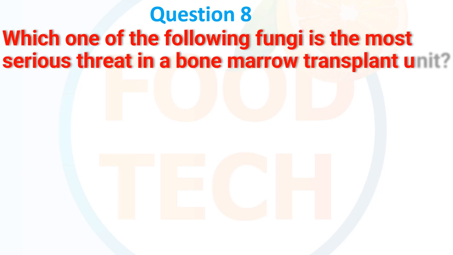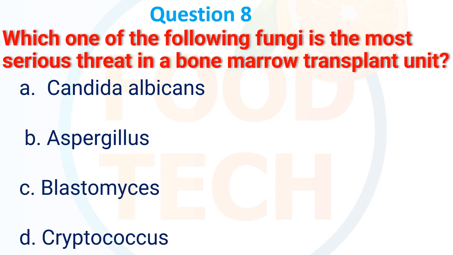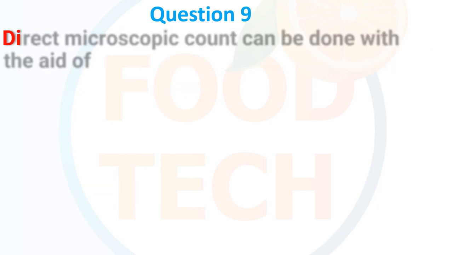Which one of the following fungi is the most serious threat in the bone marrow transplant unit? A. Candida albicans, B. Aspergillus, C. Blastomyces, D. Cryptococcus. The answer is B. Aspergillus.